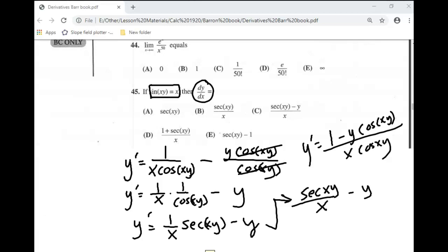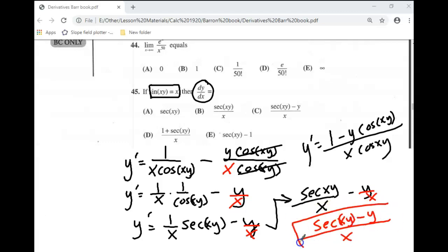Okay, I found my mistake. You guys ready? When I split these up, I forgot to put the x over here also, which means that when these cross off, it's not just y now, it's y over x. And now these two things have a common denominator, right? So now I can write it like this, secant xy minus y over x. And that is one of our answers up there. It's this guy. So darn those algebra and trig things.